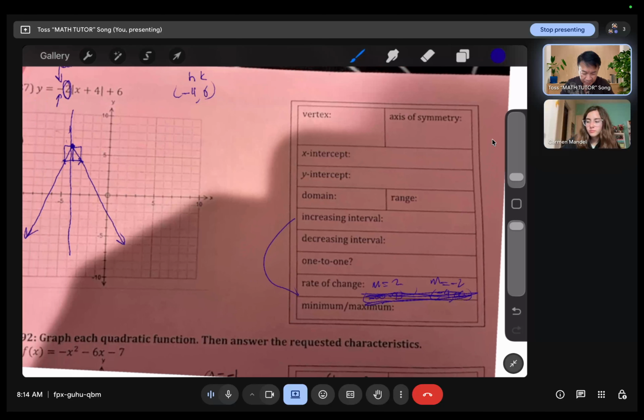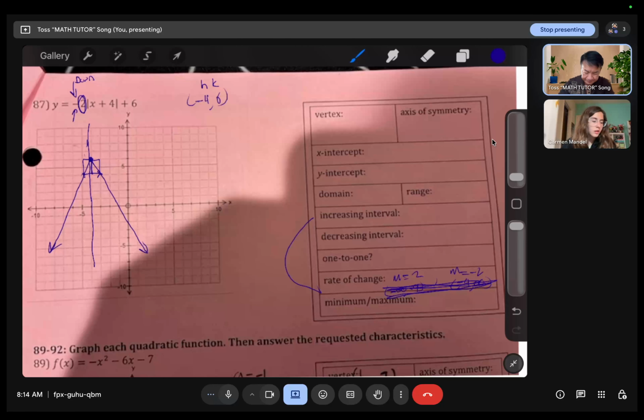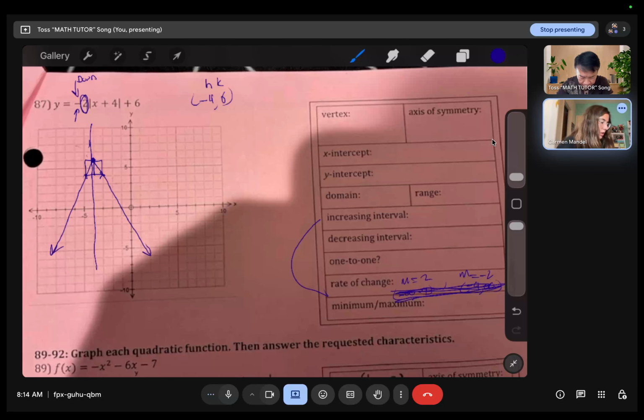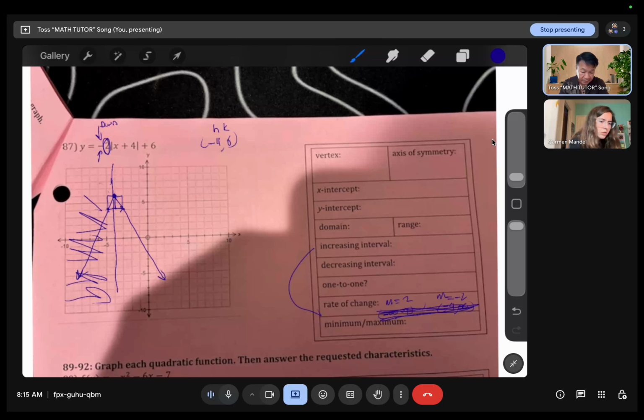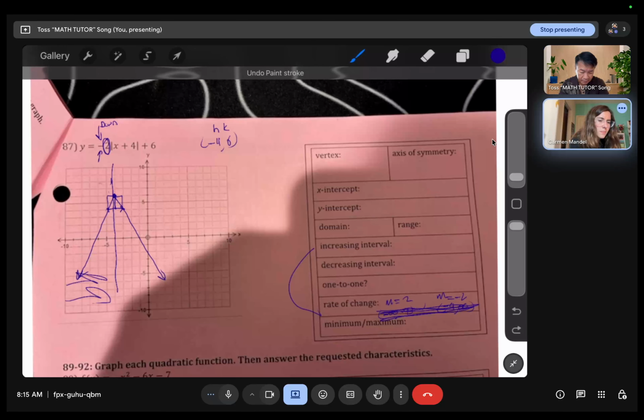All right. Now increasing, decreasing. You want to try it? Increasing or decreasing, however you want to do first. Decreasing is going to be negative infinity, comma 4. Okay, scan from left to right. If you scan from left to right, is it going up right now? If it's going up, it's increasing.